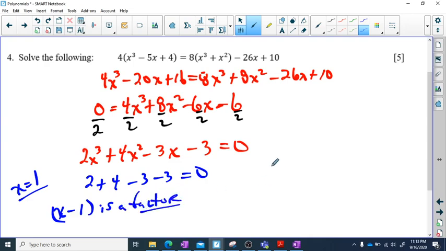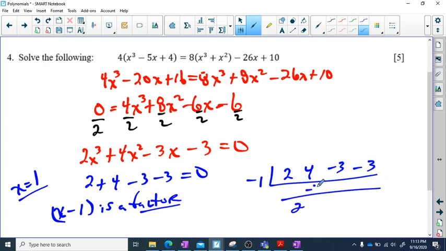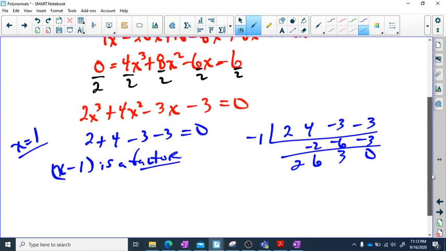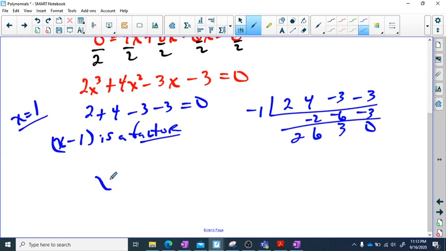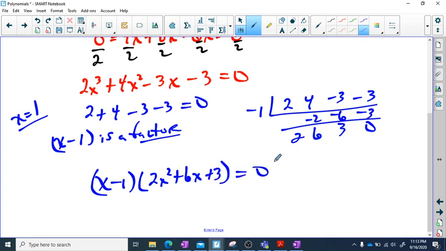Off we go over here, do our synthetic division. Minus 1, 2, 4, negative 3, negative 3. Bring down your 2. 6, minus 6, 3, minus 3, so that works. x subtract 1 multiplied by this, which is 2x squared plus 6x plus 3. That has to equal 0.